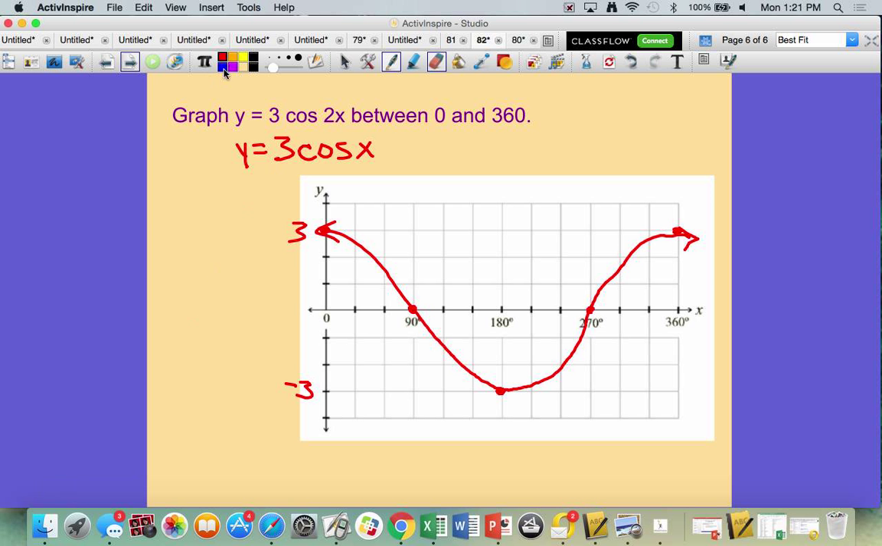Difference between the two though is this 2. All that means, take every single one of these points, the degree measurement, and divide it by 2. So 0 divided by 2 is 0. 90 divided by 2, 45. 180 divided by 2 is 90. 270 divided by 2, 135. 360 divided by 2 is 180. And then we're back up to the top, meaning the pattern is going to repeat.